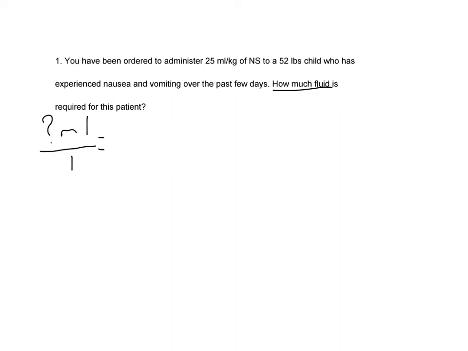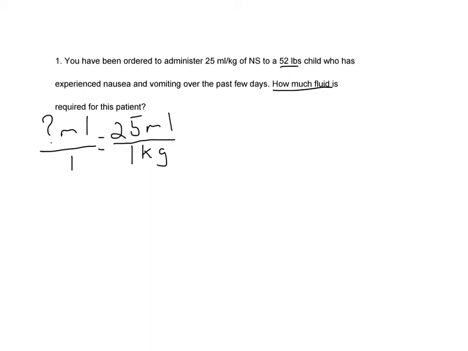We want to know what our ordered dose is. 25 milliliters per kilogram. So we're going to do 25 milliliters over here, because the units that we're asking have, and the numerator on the left side have to be the same on the right side. So milliliters is the numerator on the left, we want milliliters to be the numerator on the right. Over 1 kilogram for a 52-pound child.